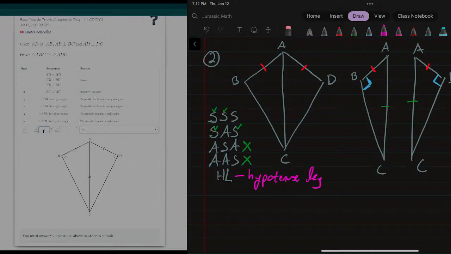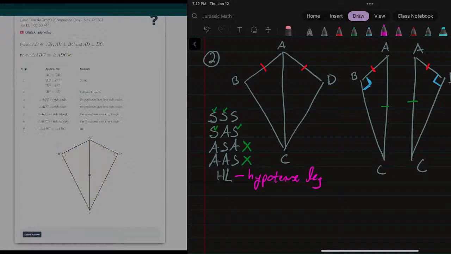So I'm going to type in ABC is congruent to ADC, hit try, and there we go. We have now proven that those two triangles are 100% identical. They are congruent by saying that they were two right triangles that share the same hypotenuse, and one of their legs was congruent.